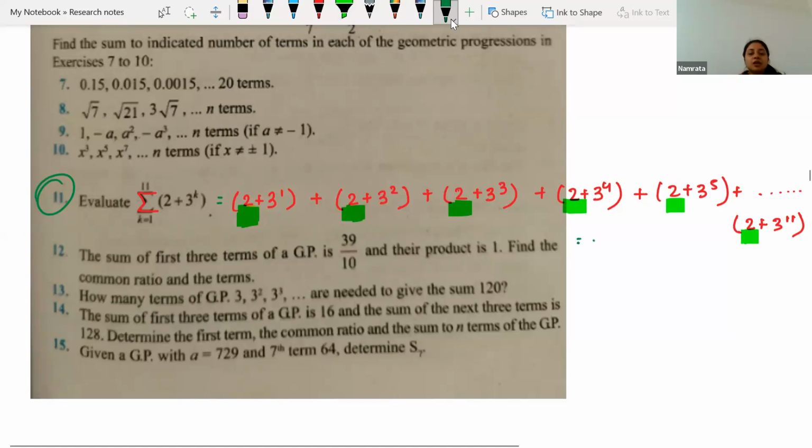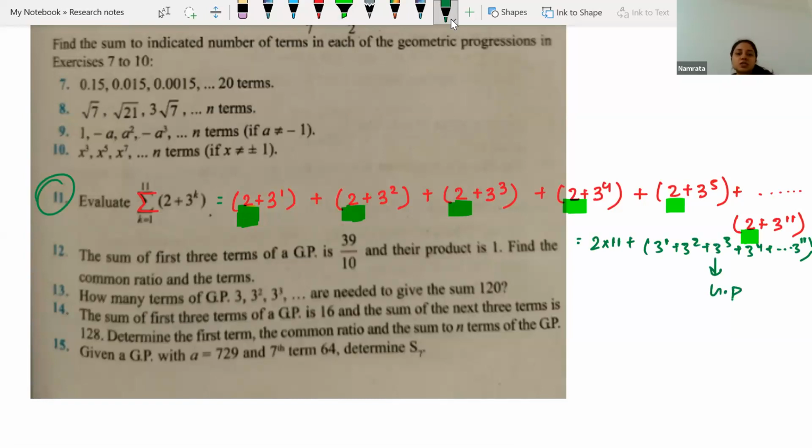So we will be having 2 into 11 plus the remaining 3 to the power 1 plus 3 to the power 2 plus 3 to the power 3 plus 3 to the power 4, till which number? Till 3 to the power 11. Now this is a geometric series. This is in geometric progression. Can you see? Yes, ma'am.